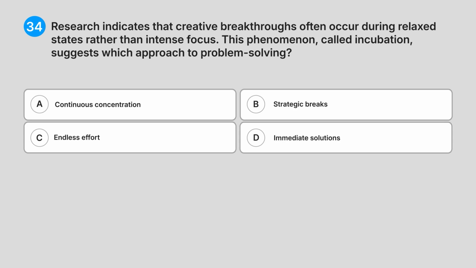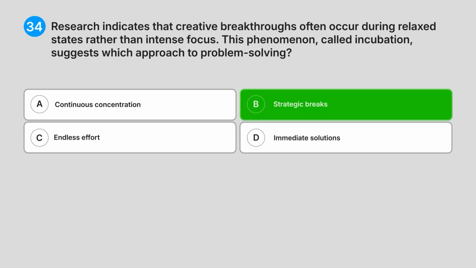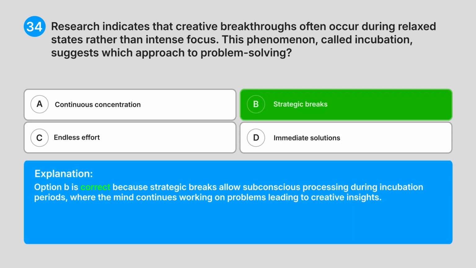Correct answer B, strategic breaks. Explanation. Option B is correct because strategic breaks allow subconscious processing during incubation periods, where the mind continues working on problems, leading to creative insights.